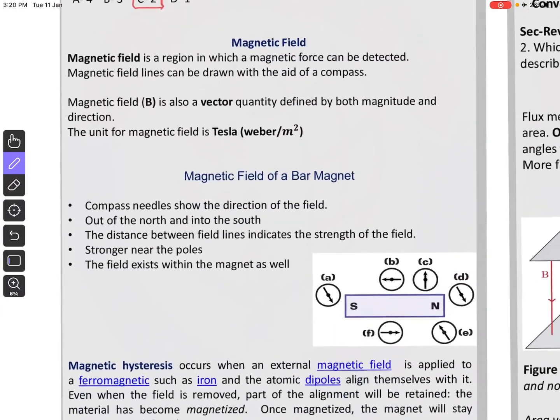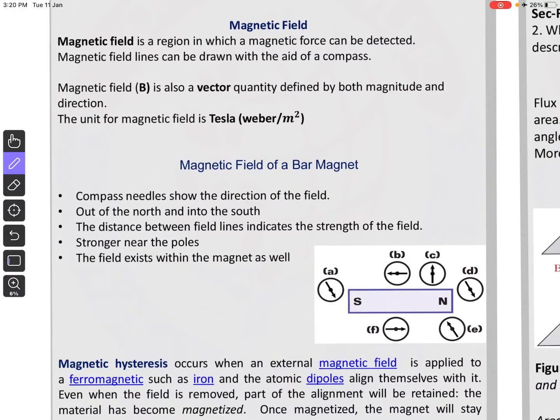And then let's go for the definition of the magnetic field. As we said, the magnetic field is a region in which the magnetic force can be detected. I don't know if you've tried it in your daily life, but if you bring a piece of iron near a magnet, it is going to attract it. If you move it a bit farther away from the magnet, you see it's not going to attract it. It means it is out of the field of the magnet, out of the force of the magnet.